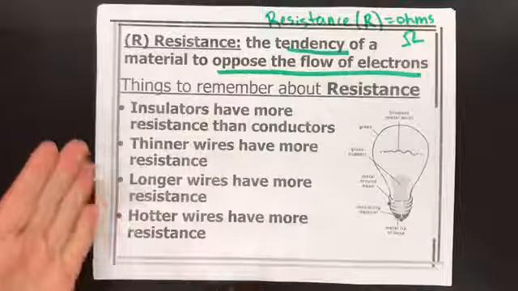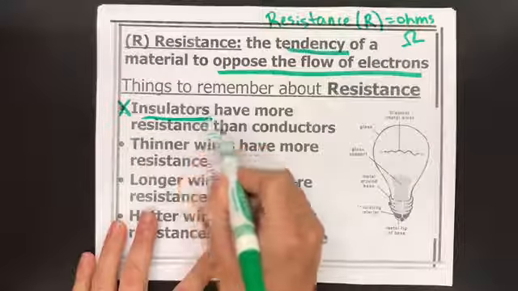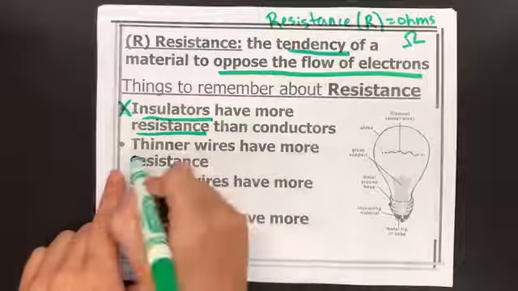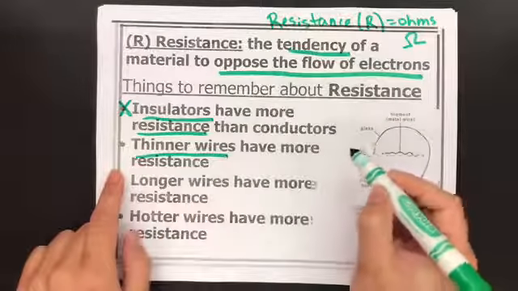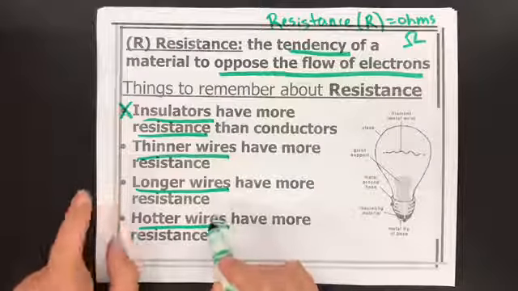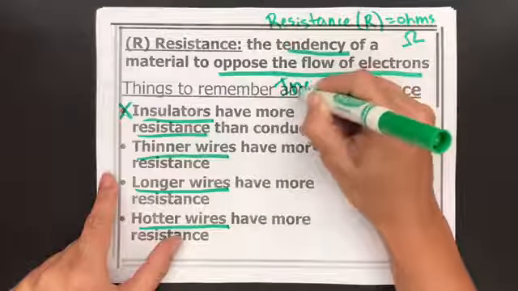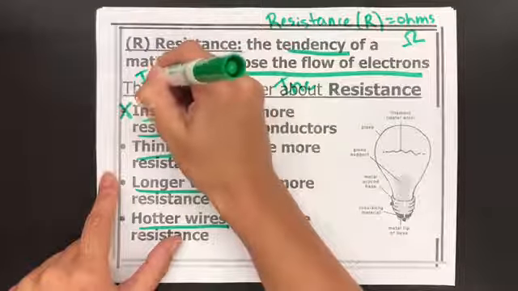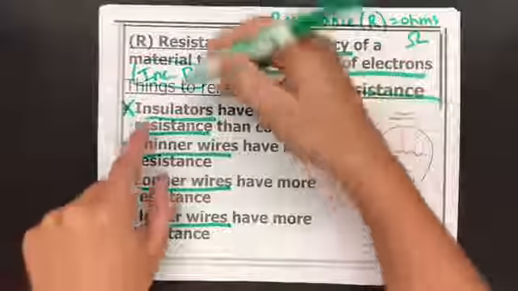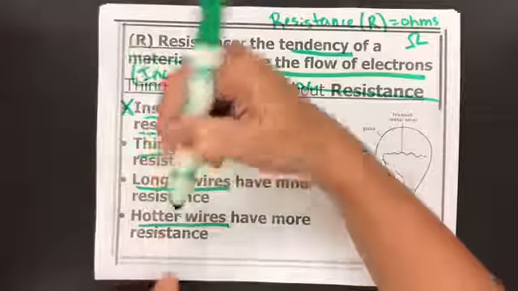Things to remember, and there's not really too much I can shorten here. Insulators have more resistance, so insulators, more resistance. Thinner wires, longer wires, hotter wires. So these are the ways to have more resistance. Let me write that so you can see the ways to increase resistance: using an insulator, thinner wires, longer wires, hotter wires.